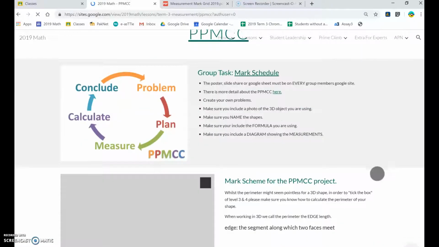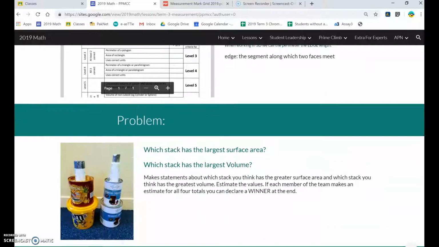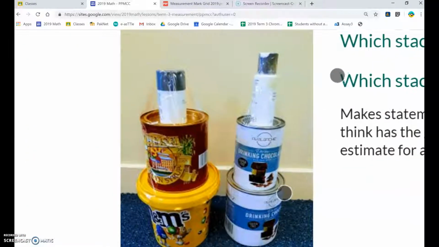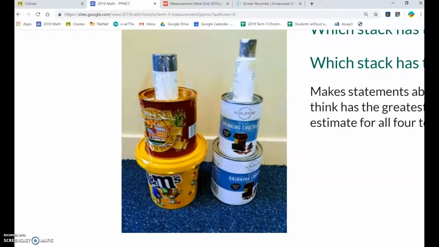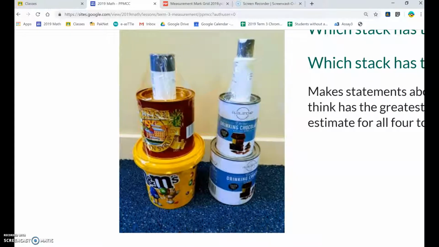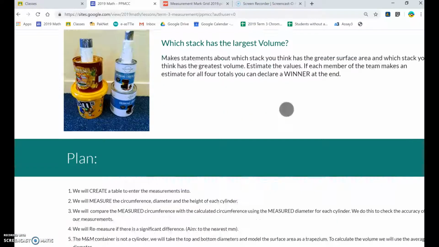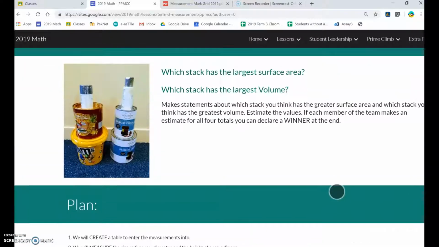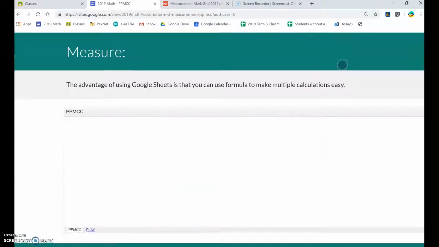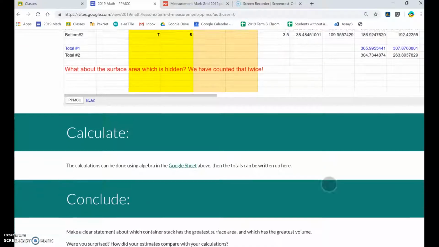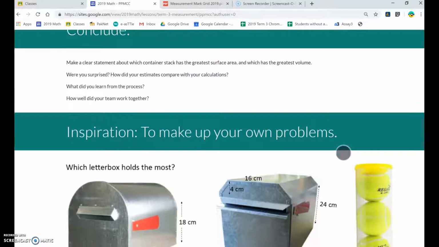So one day we actually did do this kind of problem, where we had a couple of stacks and we were comparing both the surface area and the volume of those two. So this is quite complicated. You would need a big group, maybe even 6 people, so that 3 people could do one stack and 3 people the other stack. You would have a Google Slides share where you would have the working. Showing the working is really important. So you'd have a slide for the problem, a slide for the plan, maybe multiple slides for the measurements with photos, calculations, and you'd have a conclusion.